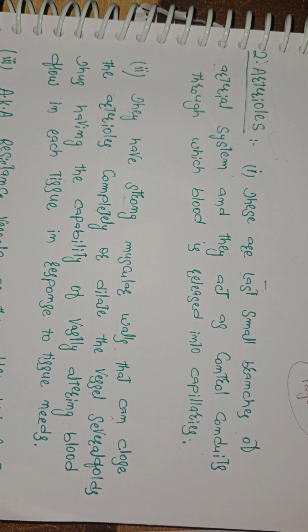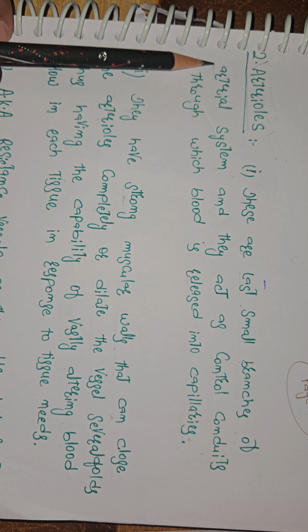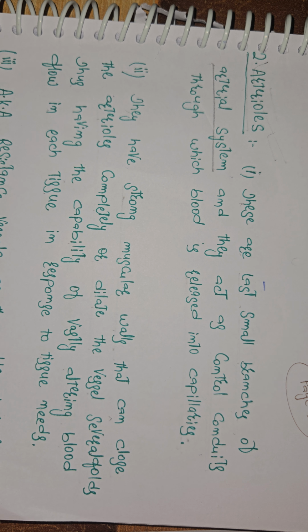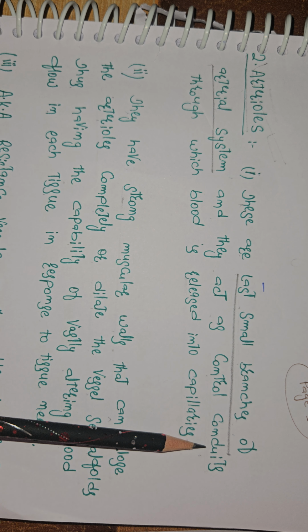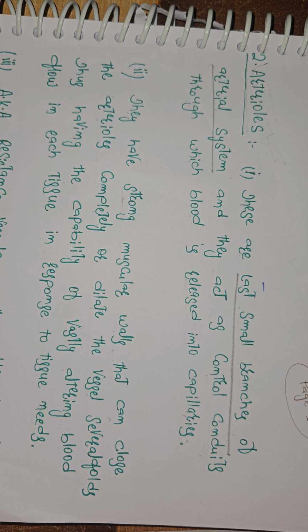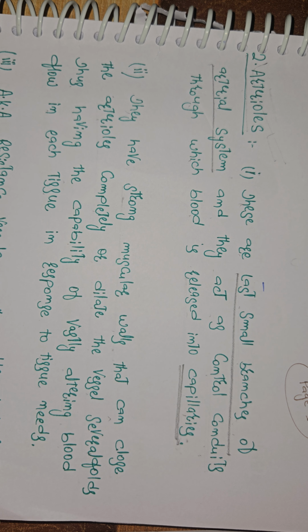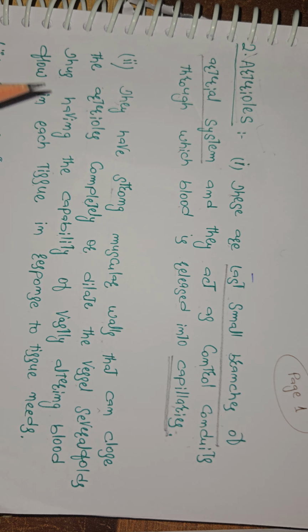Moving forward, the second blood vessel that makes up the circulatory system is the arterioles. Three points in arterioles. These are the last small branches of the arterial system. They act as control conduits through which blood is released into capillaries. So what is the function of arterioles? They take the blood from arteries and give it to capillaries.